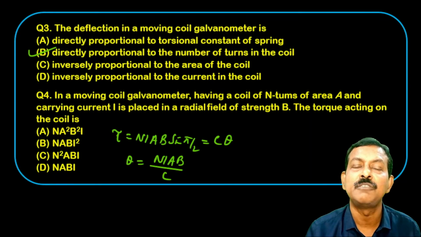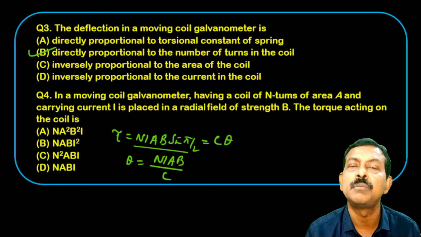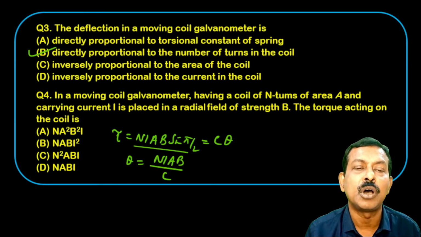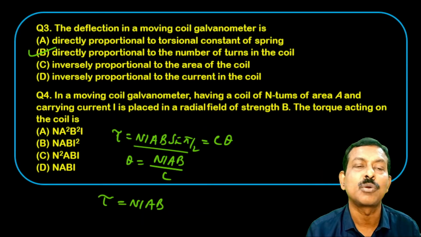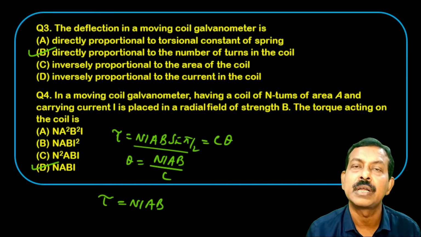In a moving coil galvanometer, a coil of N number of turns of area A and carrying current I is placed in a radial magnetic field of strength B. What is the torque acting on it? We can see this particular expression, NIAB sin(π/2). So the torque acting on the coil is NIAB. If you see the different options, the fourth one is the correct option.